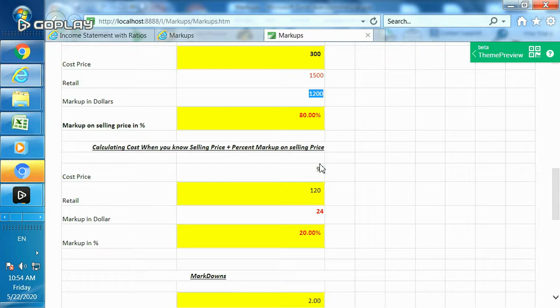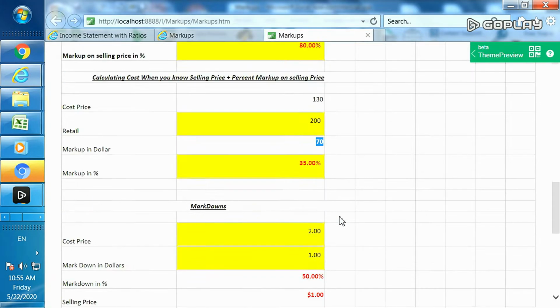All right, so apart from that, if you know what your retail price is and you know what your markup in percentages on that retail price is, you can arrive at your markup in dollars as well as your cost price using this calculator. Okay, so let's say your retail over here is $200 and your markup in percentage is 35%. As you can see over here, this calculator automatically figures out your cost price, which is $130, and your markup in dollars, which is $70.